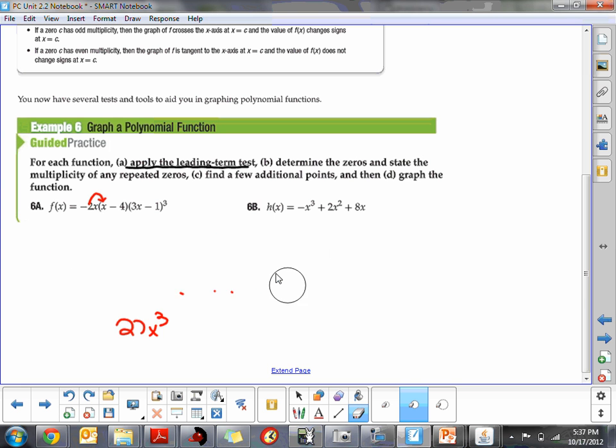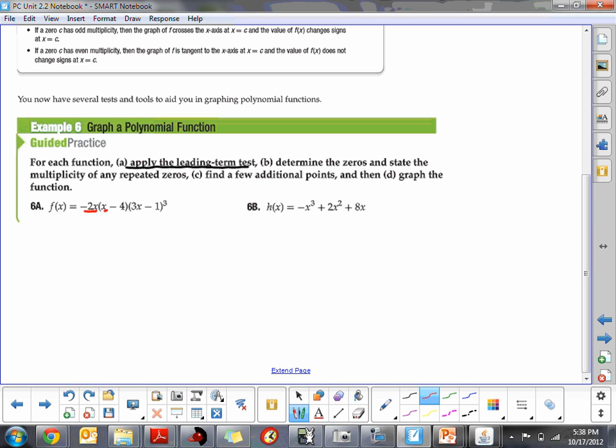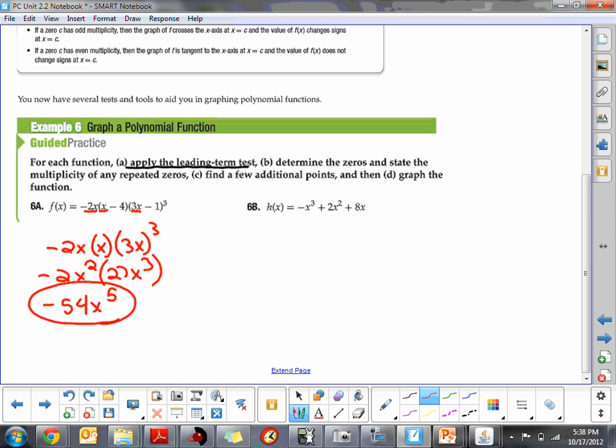Okay, so here's what I'm getting at. There's really no reason to go through the whole multiplication process to find your leading term. Your leading term is simply the product of this negative 2x times the x times the 3x cubed, because it's outside that cube. So that's a negative 2 times x squared times our 27x cubed. Now we're going to multiply these together. It's a negative 54x to the fifth. Now this is a leading term, and we're going to use that in our leading term test.